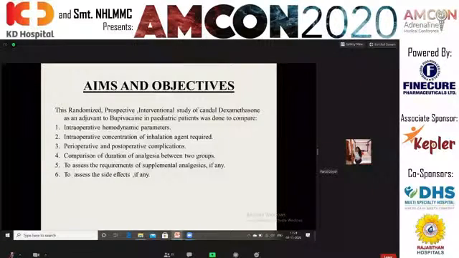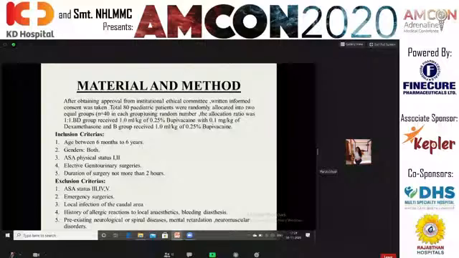Materials and methods. After obtaining approval from the Institutional Ethical Committee, written informed consent was taken. A total of 80 pediatric patients were allocated in two groups of 40 each. The first group, BD, received 1 ml per kg of 0.25% bupivacaine with 0.1 mg per kg dexamethasone, whereas group B received 1 ml per kg of 0.25% bupivacaine.